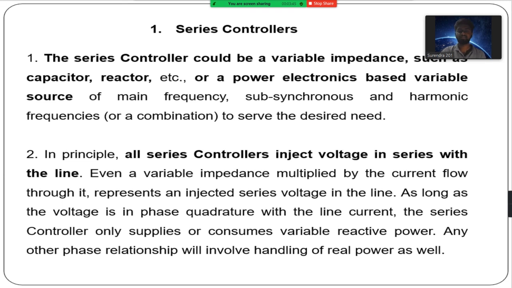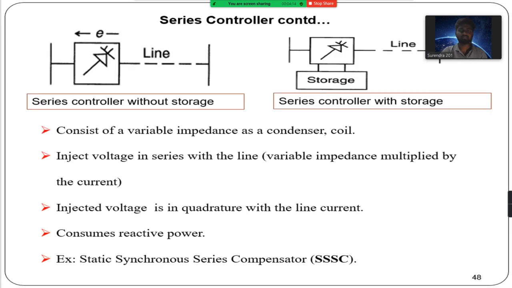In principle, all series controllers inject voltage in series with the line. Even a variable impedance multiplied by the current flowing through it represents an injected series voltage in the line. As long as the voltage is in phase quadrature with the line current, the series controller only supplies or consumes variable reactive power. Any other phase relationship will involve handling real power as well.